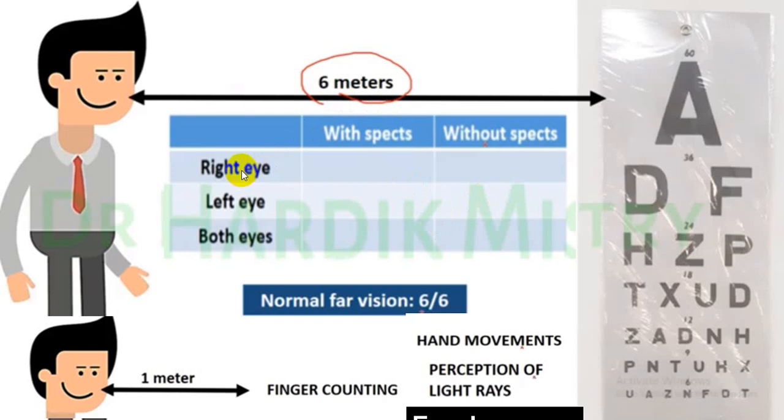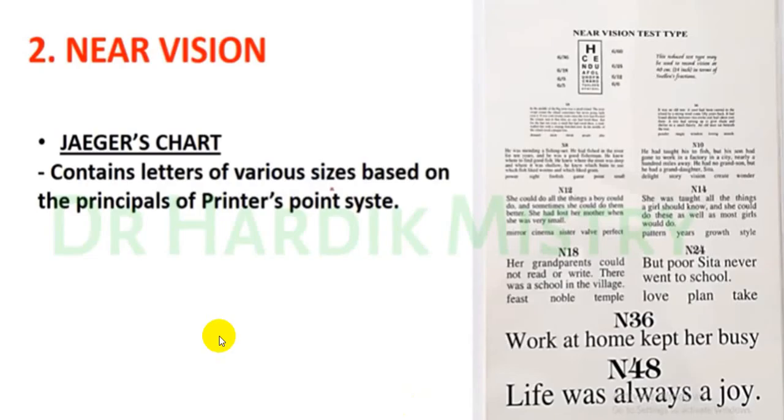You will have to examine the right eye separately, left eye separately, and then binocular vision with both eyes. So normal vision for far vision is 6 by 6. And if the far vision is affected, now you can check for the near vision. You can also check far vision by hand movements, perception of light, finger counting. That will be the very easy way, and that is done at an approximate distance of 1 meter. And you should also examine the fundus. So fundoscopy should be done.